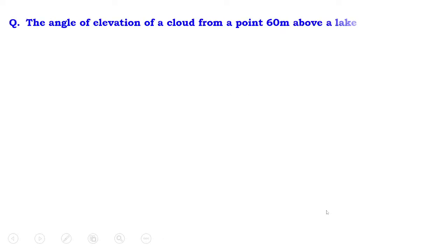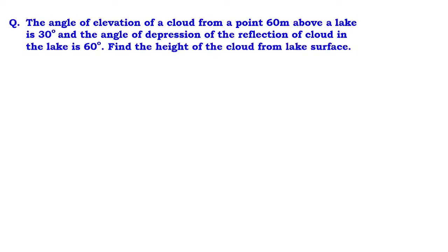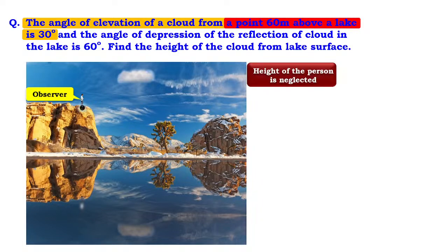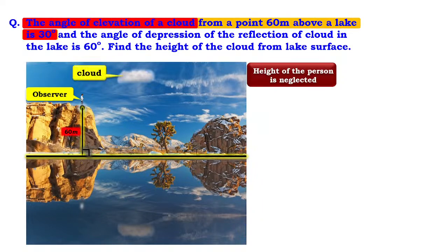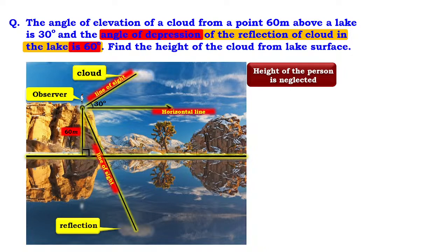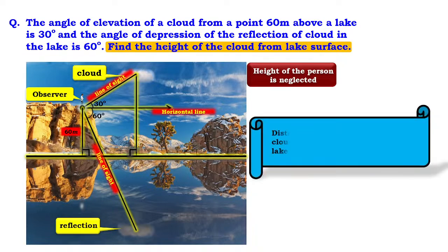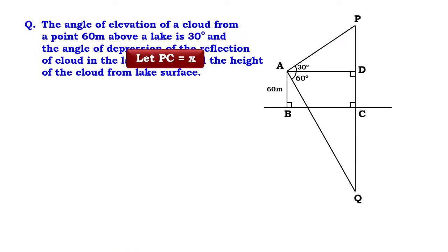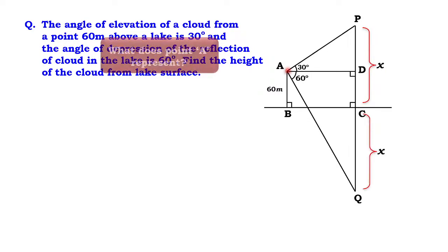Okay, look here. The angle of elevation of a cloud from a point 60 meter above a lake is 30 degree, and the angle of depression of the reflection of the cloud in the lake is 60 degree. Find the height of the cloud from the lake surface. It's like this. Observer, this is the cloud, this is the angle, and now reflection. And the reflection is making an angle of 60 degree. Okay, that's it. The diagram goes like this and you have to solve it. If possible, tomorrow we'll do it.